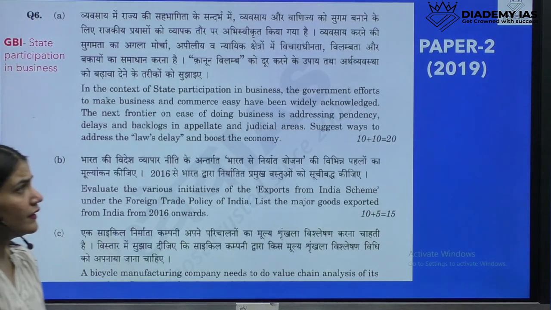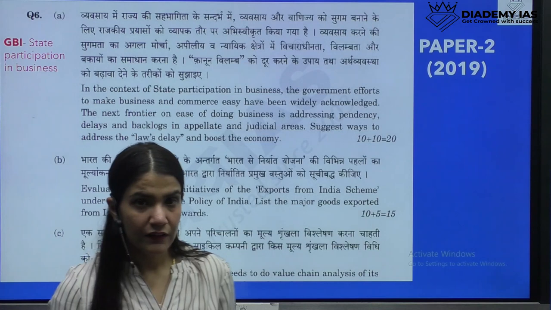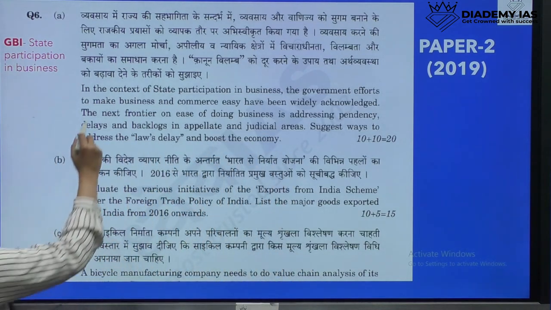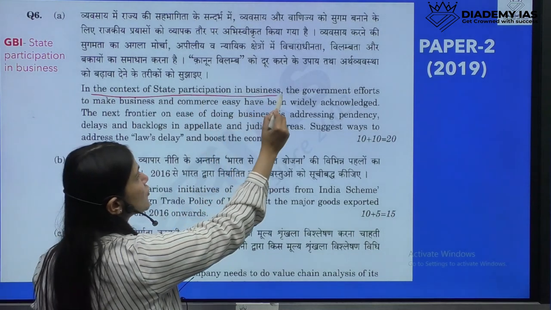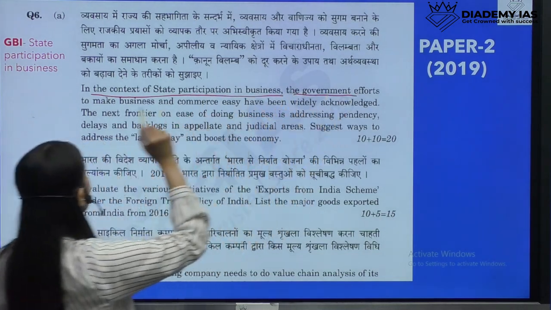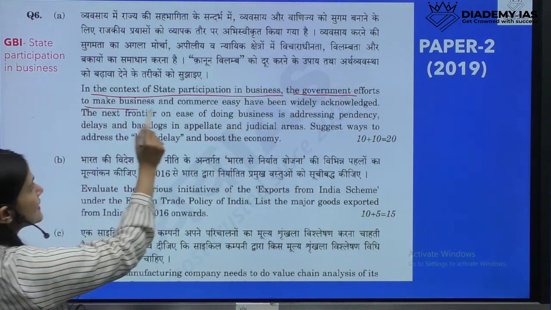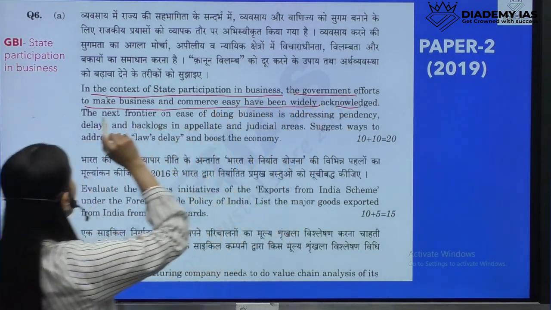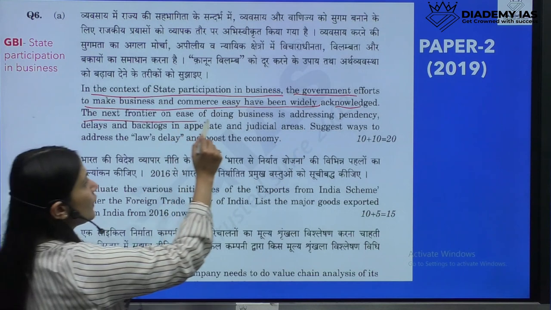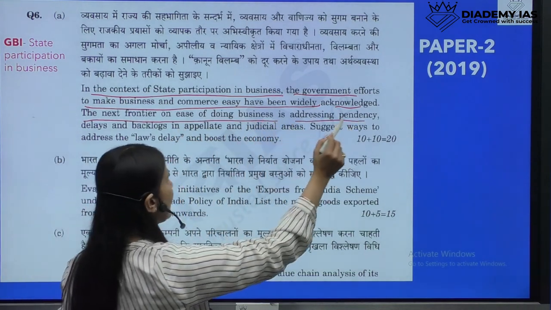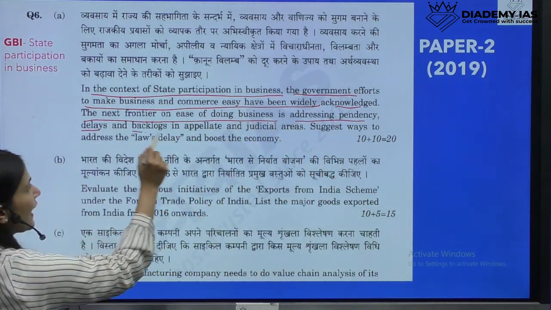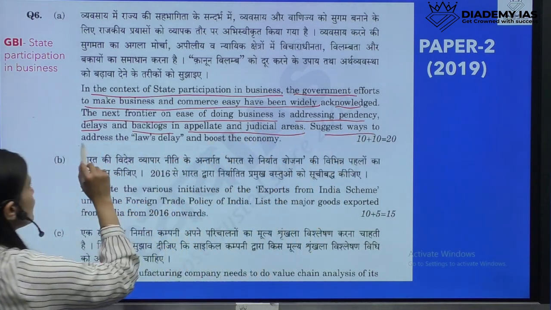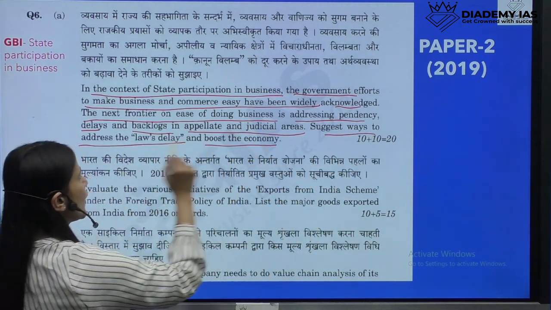The third paper, in 2019, again it was asked. And as you can see here also, in the context of state participation in business, the government's efforts to make business and commerce easy have been widely acknowledged. The next frontier on ease of doing business is addressing pendency, delays, and backlogs in appellate and judicial areas. Suggest ways to address the law's delay and boost the economy.